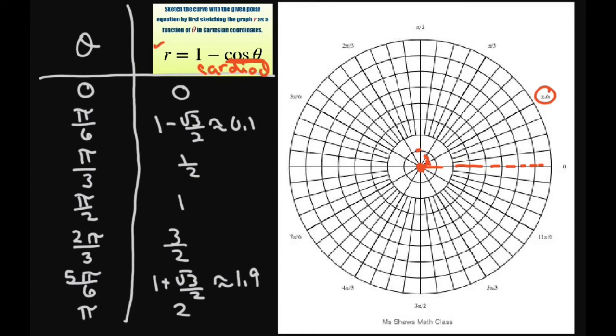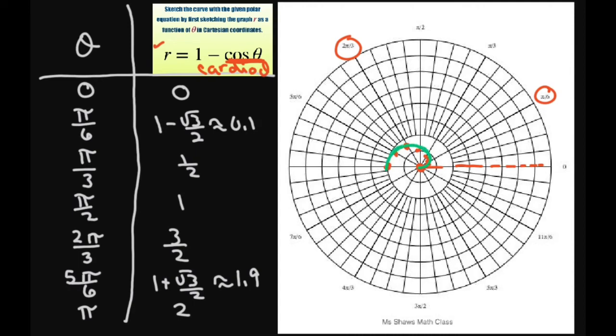And at 2 pi divided by 3, we're at 1.5. So there is 1.5 about there. At 5 pi over 6, that's 1.9, so that's close to 2. And at pi, we're at 2. So this is the upper portion of the cardioid.